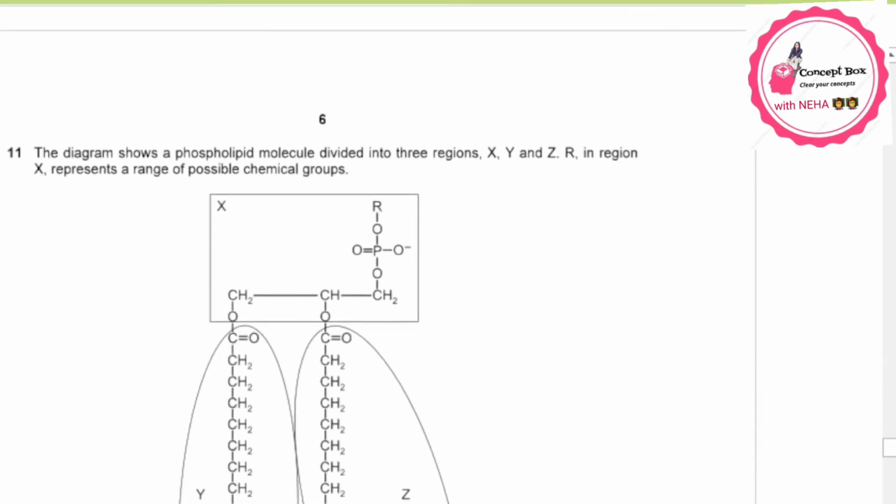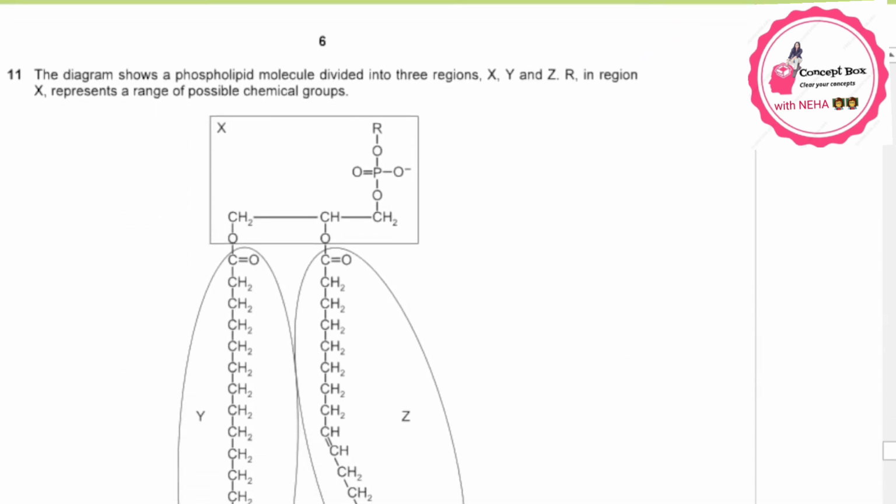In every case, whether it is the case of carbohydrate or lipid, everywhere the condensation or hydrolysis reaction takes place. Condensation reaction is to join, to connect monomers, and hydrolysis reaction is to break the polysaccharides or the polymer into monomers. So next question is, this diagram shows the phospholipid molecules.